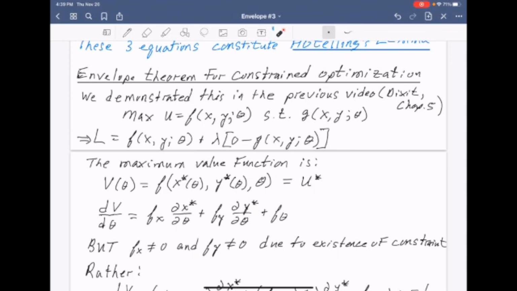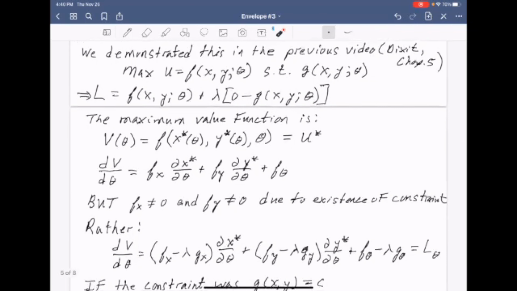they're tangent at that point, which is the point that we're looking at here. So if we take the derivative of V with respect to theta, we get f sub x times the partial of x star with respect to theta, plus f sub y, which is the partial of f with respect to y, times the partial of the optimal y star with respect to theta, plus the partial of f with respect to theta as well. But in this case, because we've got constrained optimization, f sub x and f sub y are not equal to 0, because of the constraint there.